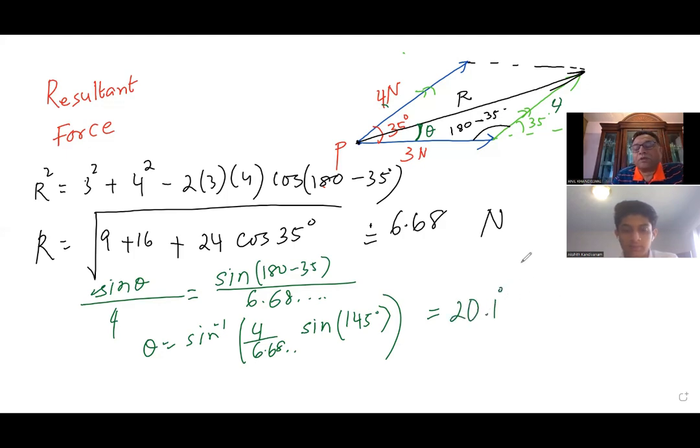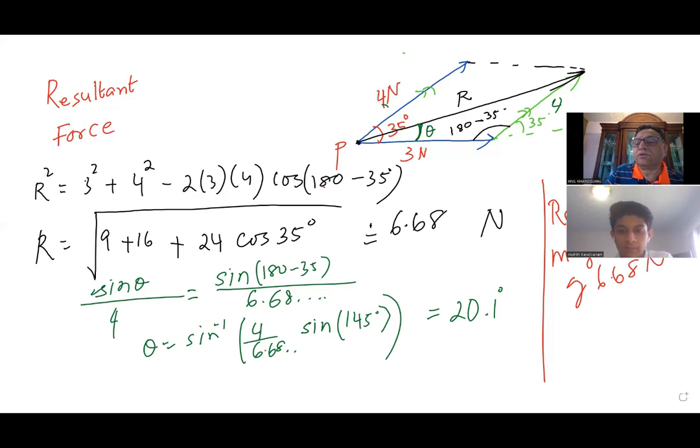Okay. So when you write down your answer, you have to say what the resultant force is. Force is a vector, and therefore you say the resultant is with a magnitude of 6.68 newtons, making an angle of 20.1 degrees with the 3 Newton force.